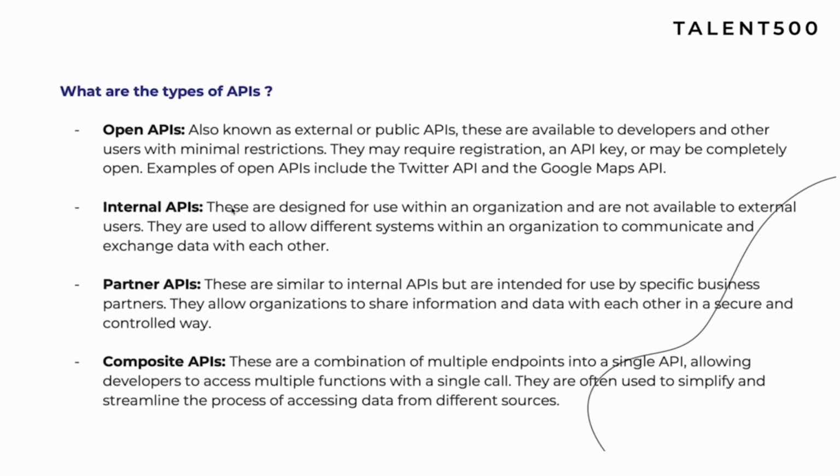Open APIs are also called public APIs. So what do we mean by public API? Public API means it is the API which is exposed to everyone and we all can access those. For example, Twitter API, Google Maps API, right? Those are open to all. Means if you want, you can go and access those APIs. You do not need any additional access or something like that. So open APIs are nothing but the APIs which you can access. Correct? These are available to developers and other users with minimal restrictions.